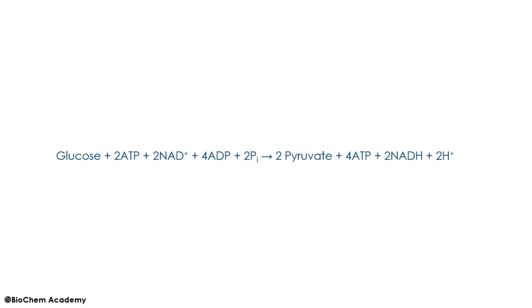Additionally, NAD plus, a coenzyme that serves as an electron acceptor, is converted into two energy-containing NADH coenzymes. The NADH that is produced in this process will be used later to produce ATP in the mitochondria. So in summary, one glucose molecule generates two pyruvate molecules, two high-energy ATP molecules, and two electron-carrying NADH molecules.